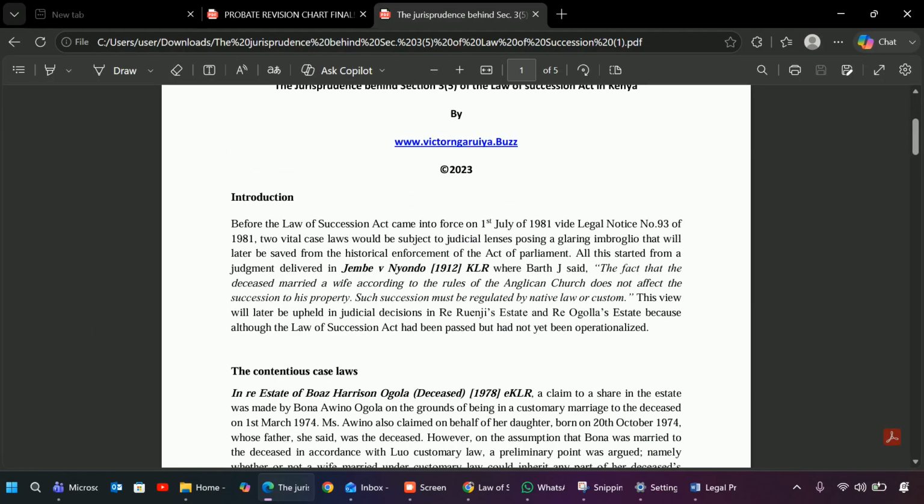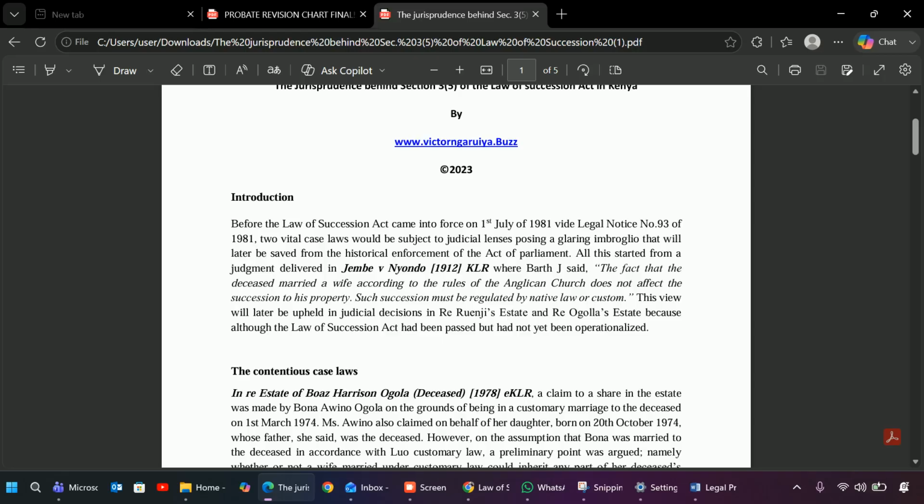Before the Law of Succession Act came into force on 1st July 1981, two vital case laws were subject to judicial lenses, posing a glaring imbroglio that would later be saved by the historical enforcement of the Act of Parliament. All this started from a judgment delivered in Jembe versus Mwondo, where Bad Justice, as he was then, said that the fact that the deceased married a wife according to the rules of the Anglican Church does not affect the succession to his property, and such succession must be regulated by native law or custom.